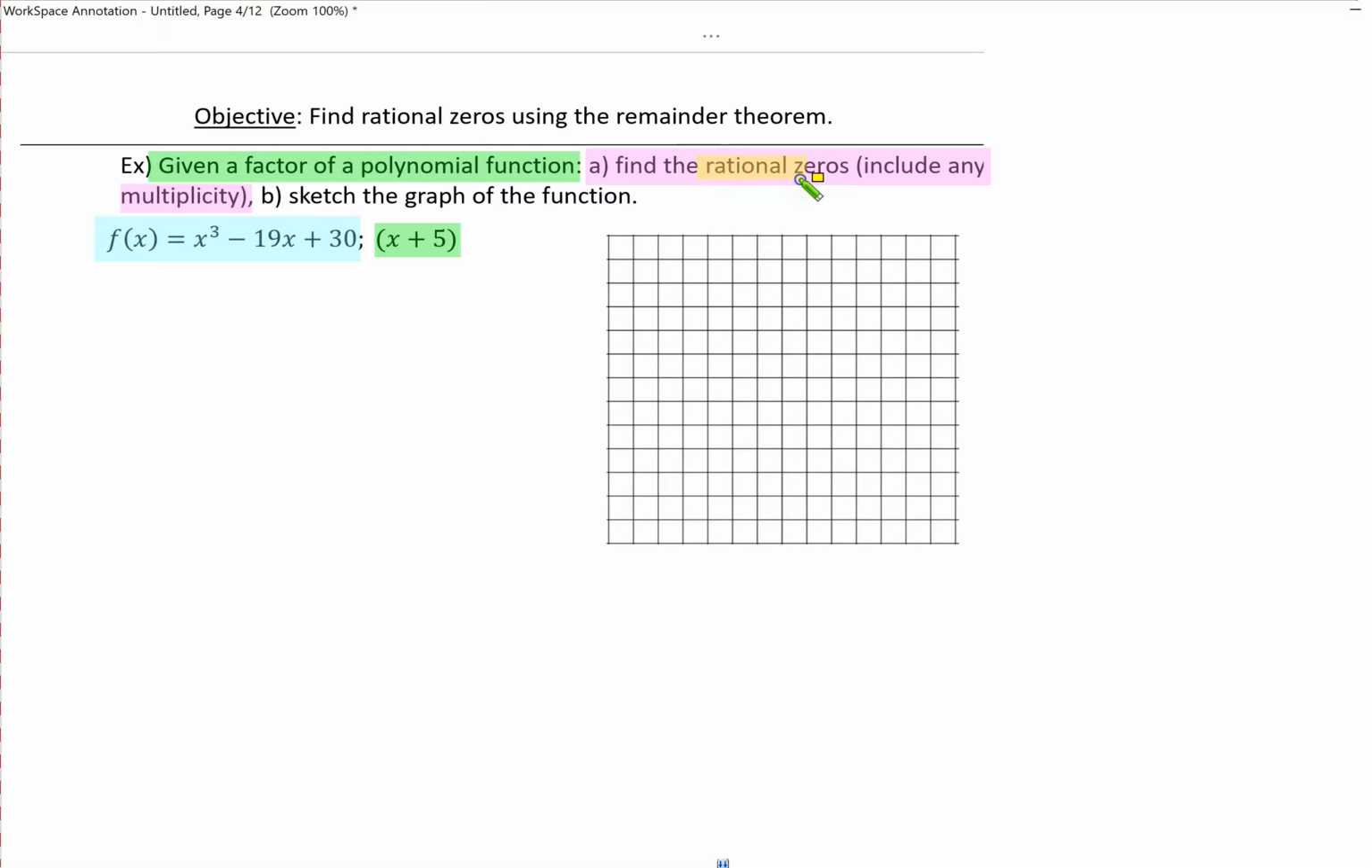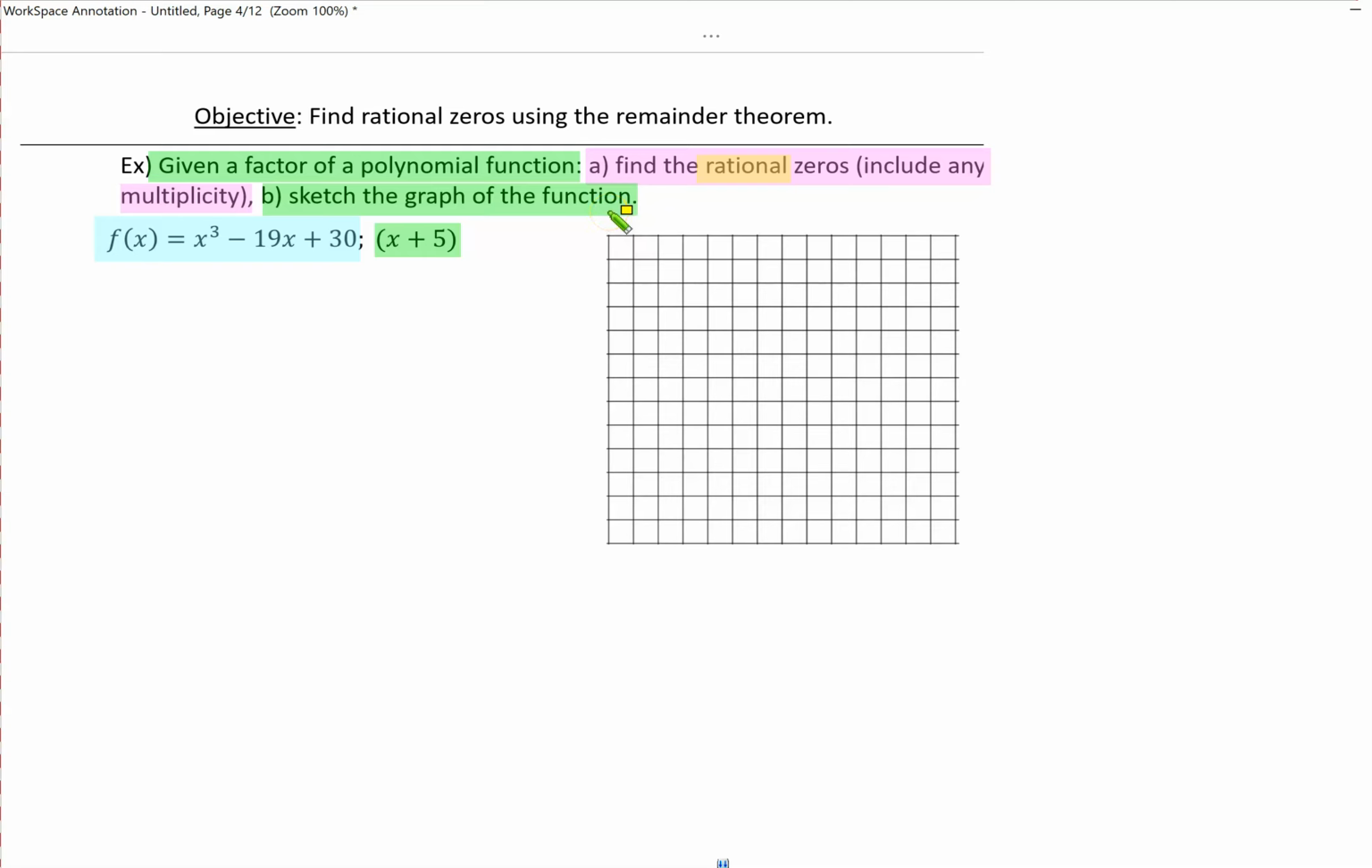Notice it says rational zeros. Remember, rational numbers are numbers that can be written as ratios or fractions. So here we're not looking at irrational zeros or imaginary zeros. We're just looking at rational zeros. And then we will sketch the graph of the function to bring in some prior skills too.